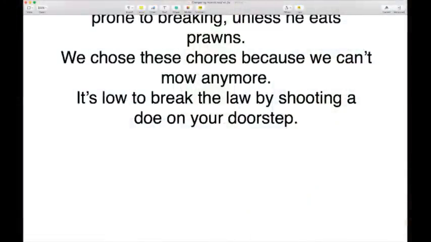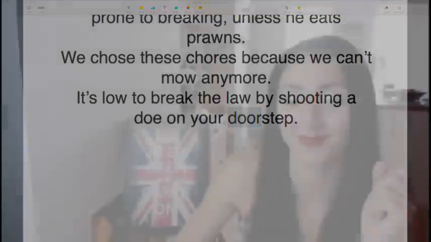It's low to break the law by shooting a doe on your doorstep. So those are the four words we're looking at. Low, law, doe, door. It's low to break the law by shooting a doe on your doorstep.